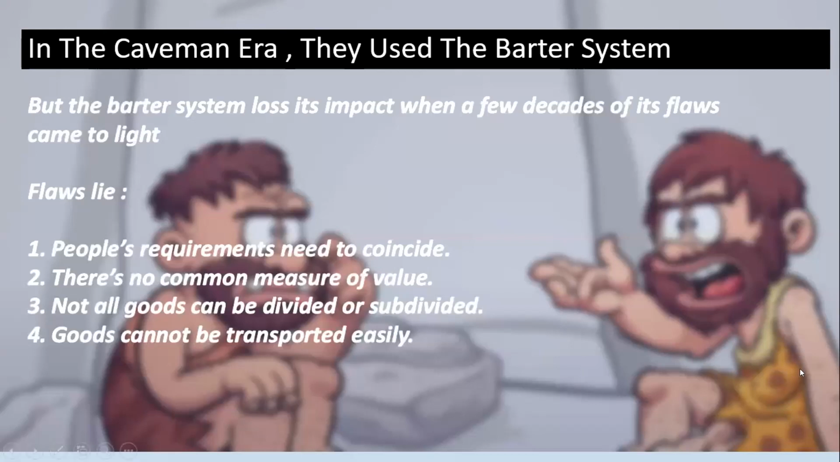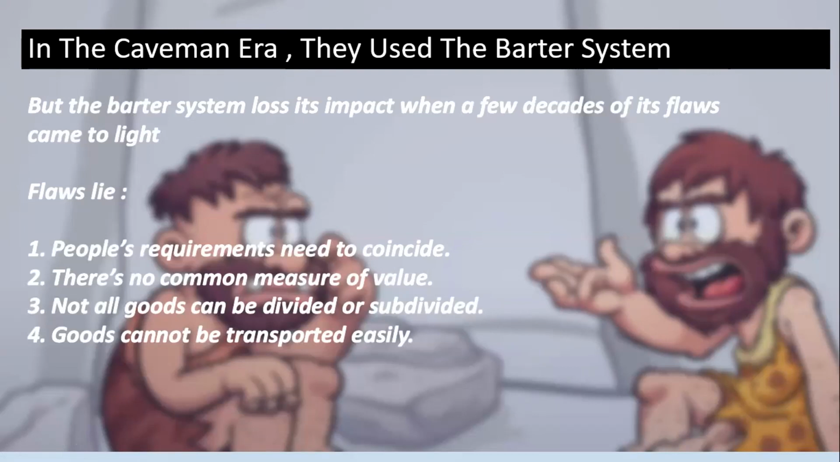In the caveman era, they used the barter system. The barter system involves goods and services being exchanged among each other. Suppose a caveman is exchanging 5 apples and getting oranges in return. The barter system fell out of use because it had some flaws.